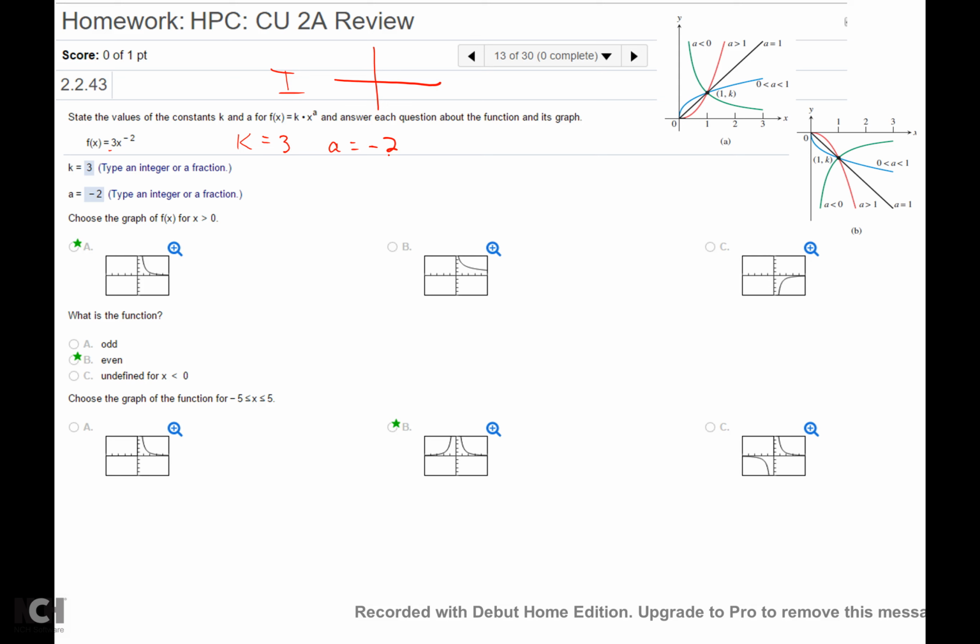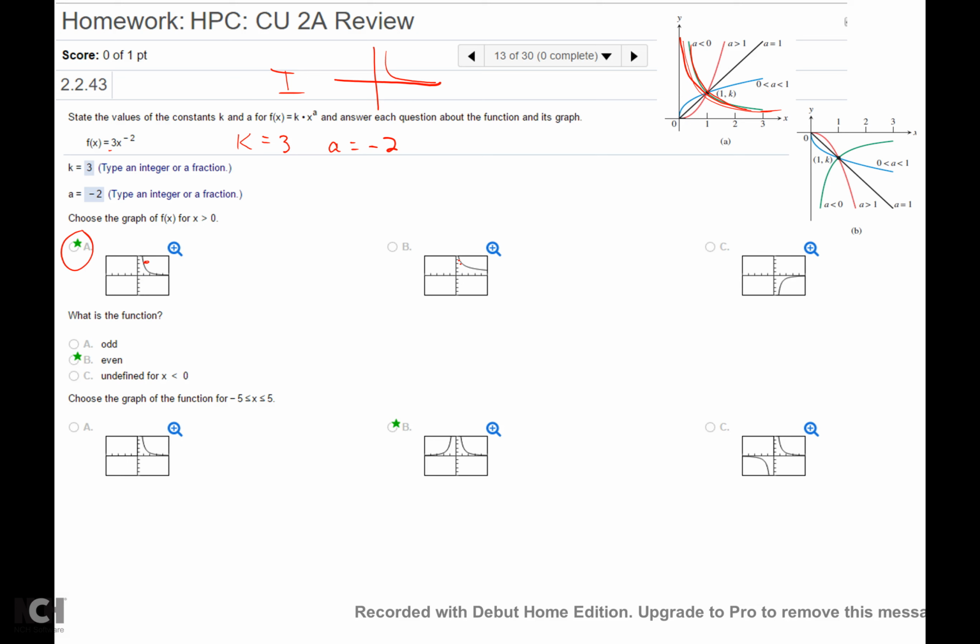A is negative, which tells me it's going to be the asymptotic one, this one. When a is negative, you get that boomerang one, the one that's asymptotic, so it's going to be like this. And that is this one. It's also because it's got to pass through 1 comma k, so it's got to pass through 1 comma 3, and this one doesn't.